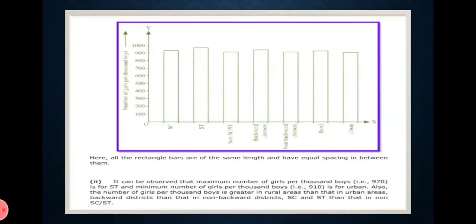So you have to write this answer on the right hand side of your page of your graph book. Yes. So this is what we can make out after the representation of the graph. You can only write this also, only one point, that the maximum number of girls per 1000 boys is for ST and the minimum number of girls per 1000 boys is for urban. This much information also you can write.